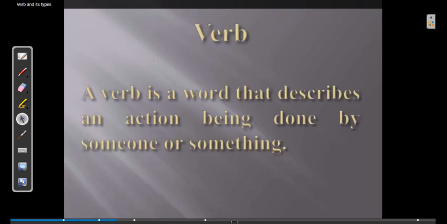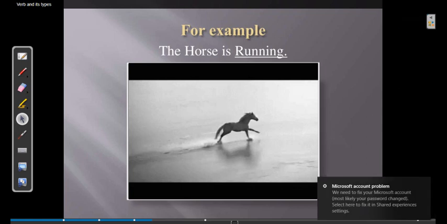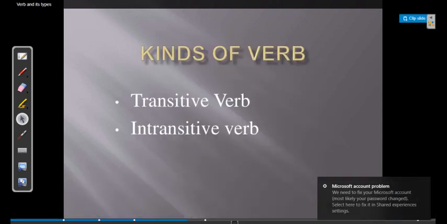What's a verb? A verb is a word that describes an action being done by someone or something. For example, the horse is running. Here you can see the picture of the horse. The horse is running. There are two main types of verbs.